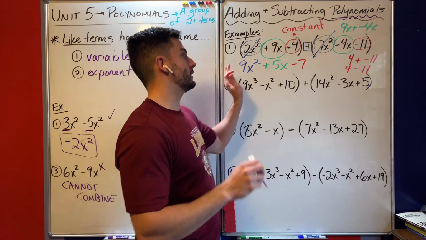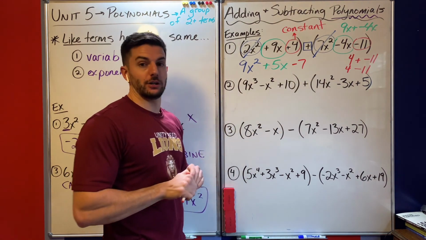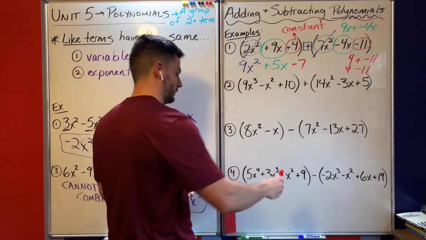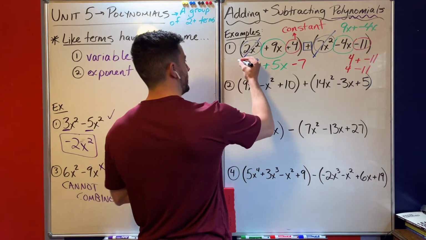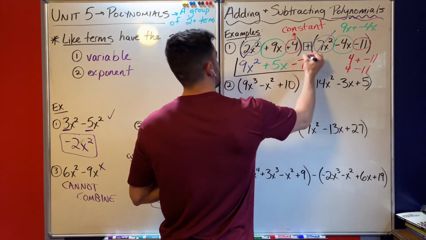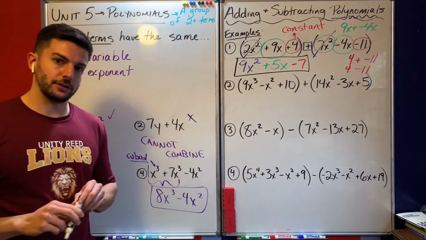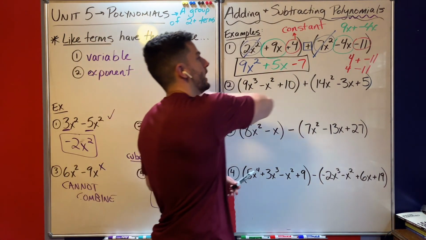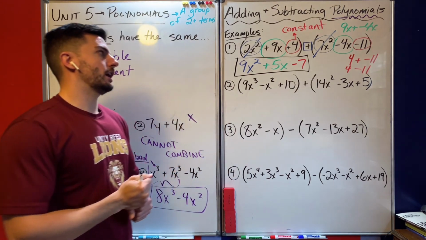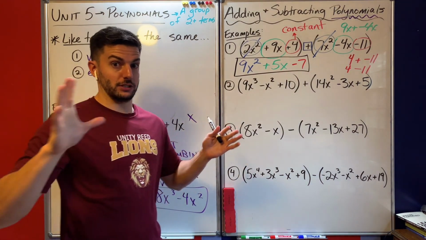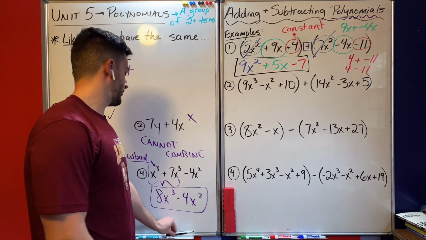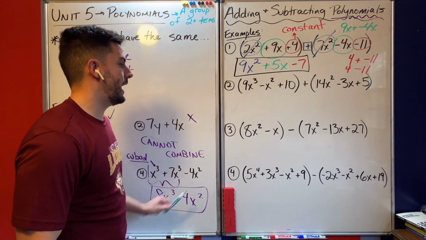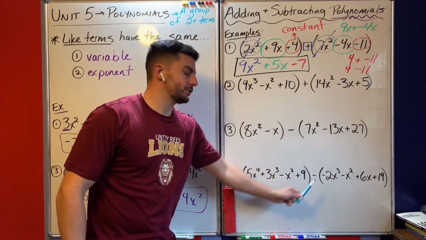Once I combine all my terms that I can, and I don't have any left over, and I write it as a group, I'm done. So that's my answer right here: 9x squared plus 5x minus 7. That is adding the polynomials, combining those two polynomials to form just one group. Now let's try one more adding one, and then we're going to do two subtracting ones, and then we're done.